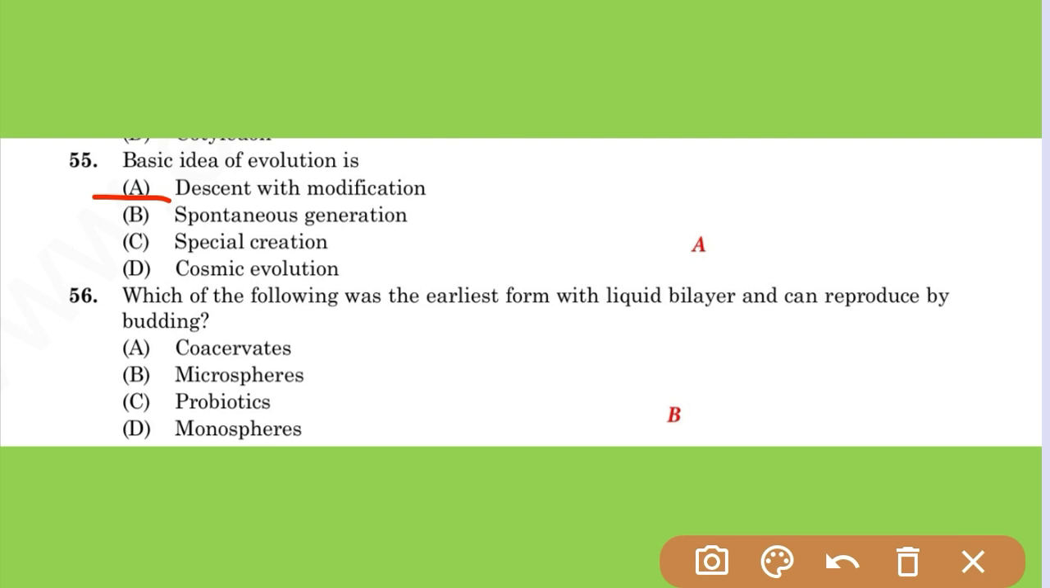And option C, special creation. The theory of special creation says that all living organisms in the world were created by God. God created the first man, that was Adam. Father Suarez was a strong believer of this theory, and this theory is known as the theory of special creation.